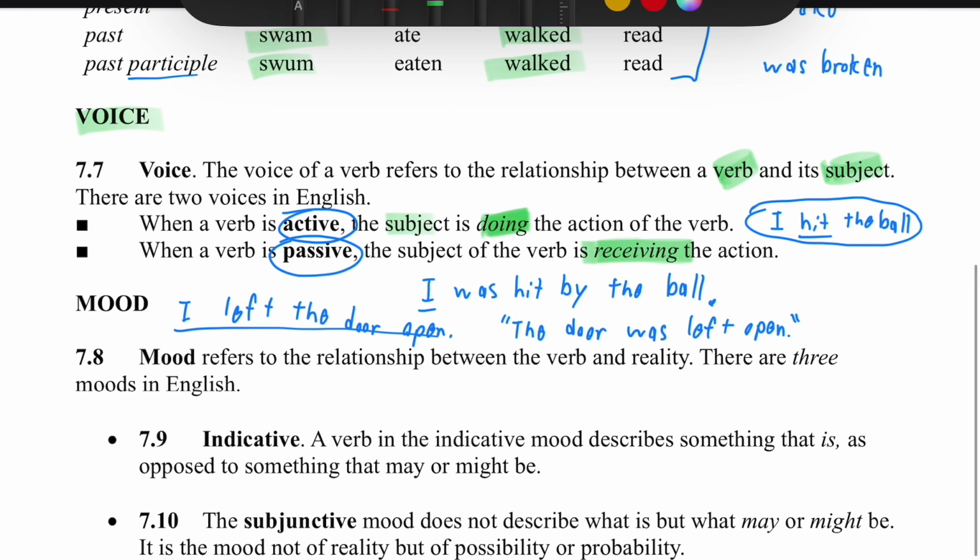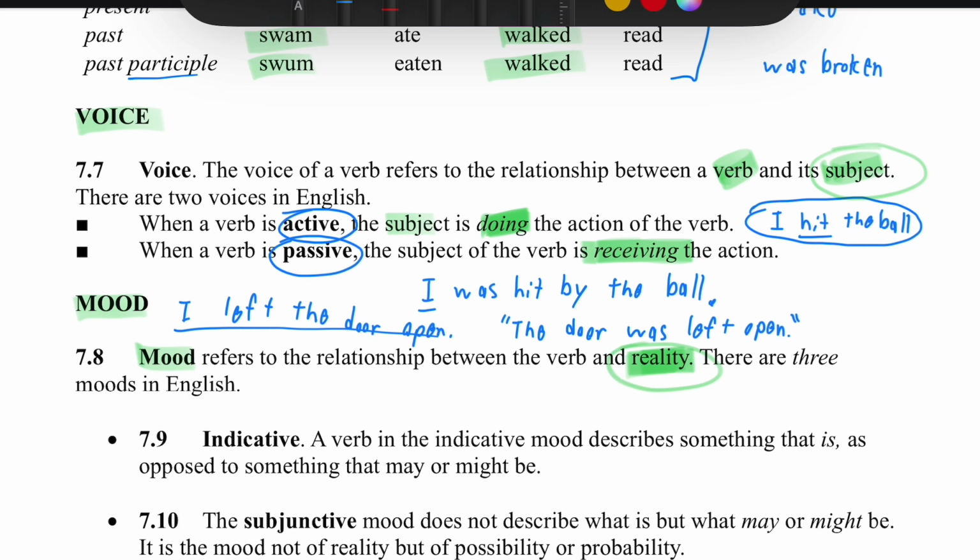So that's voice. That's going to be important when we start to look at the Greek verbs. Let's talk a little bit about mood. Mood refers to the relationship between the verb and reality. So voice is looking at the verb and its subject in that relationship. Mood is looking at the verb and reality.